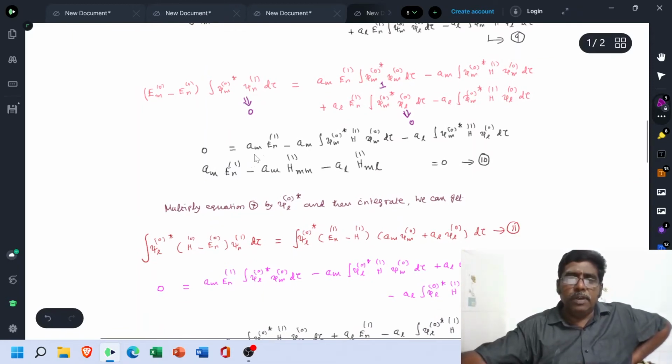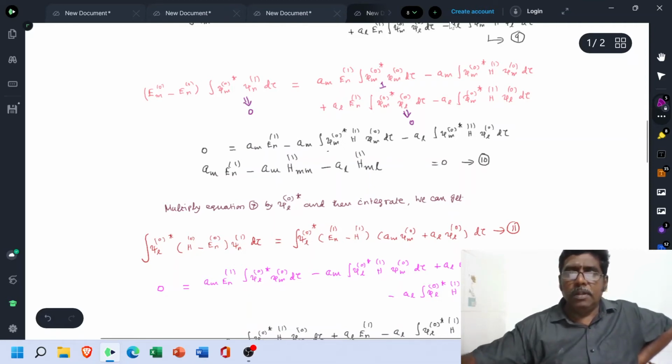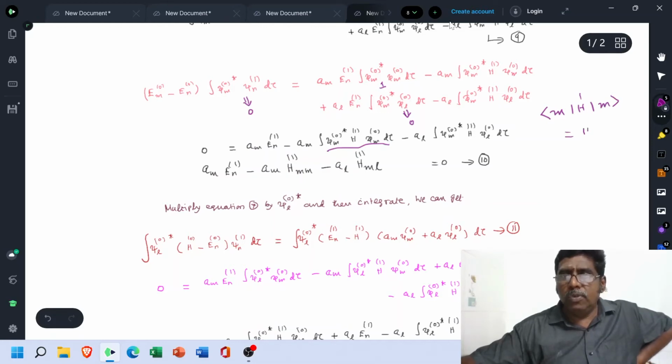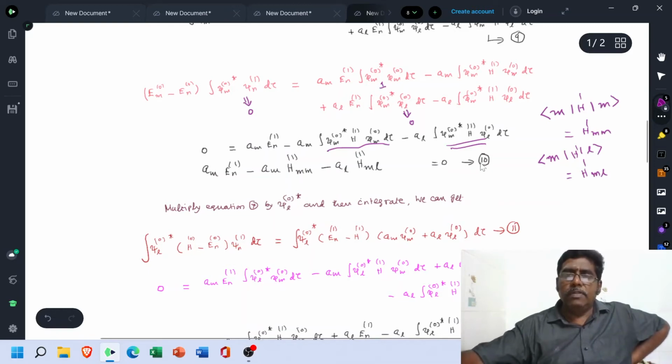Just I am modifying Am En1 minus Am into this term psi m0 star H1 psi m0 d tau, which is written as H1 of mm, because the entire integral is written in Bra-Ket notation as psi m0 star is presented in Bra space as m, then write down H1, then this psi m0 is written as ket of m. The entire is equal to H1 mm. In the same manner, this integral is taken for our consideration. Psi m0 star is presented in Bra space as m, then H1. This psi l0 is written in Ket space as l. So the entire is written as H1 of ml. So equation 10 is arrived.